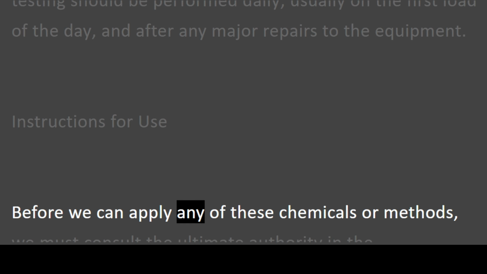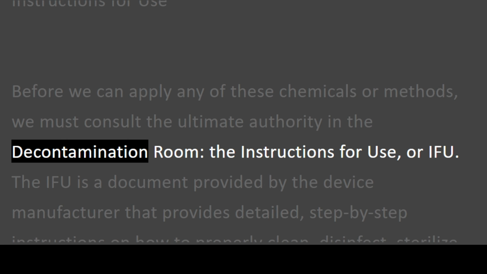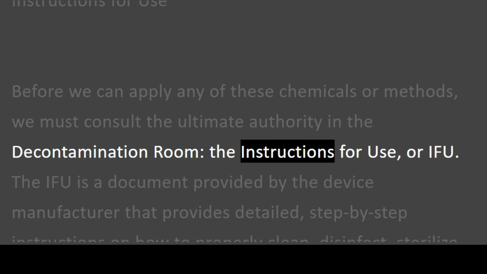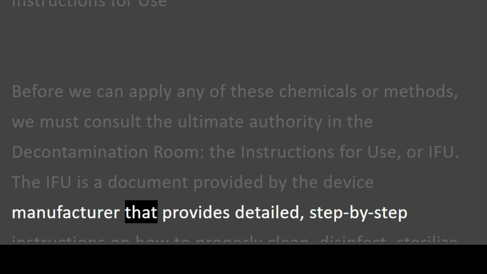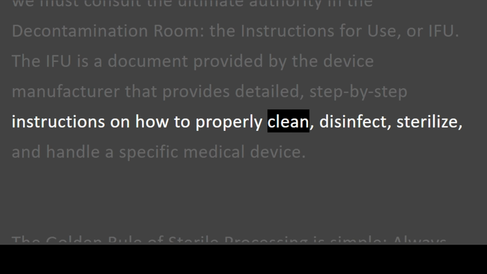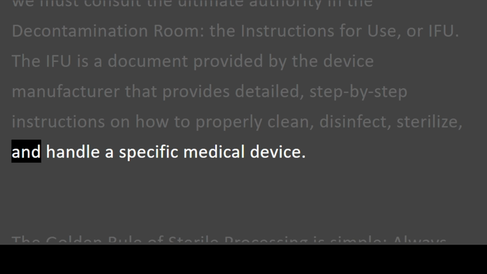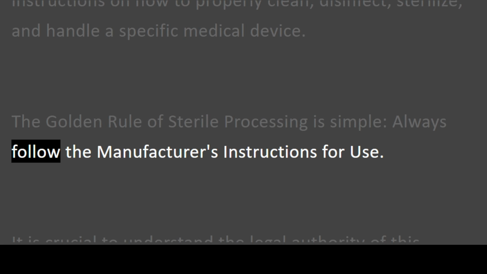Instructions for use. Before we can apply any of these chemicals or methods, we must consult the ultimate authority in the decontamination room, the Instructions for Use, or IFU. The IFU is a document provided by the device manufacturer that provides detailed, step-by-step instructions on how to properly clean, disinfect, sterilize, and handle a specific medical device. The golden rule of sterile processing is simple: always follow the manufacturer's instructions for use.